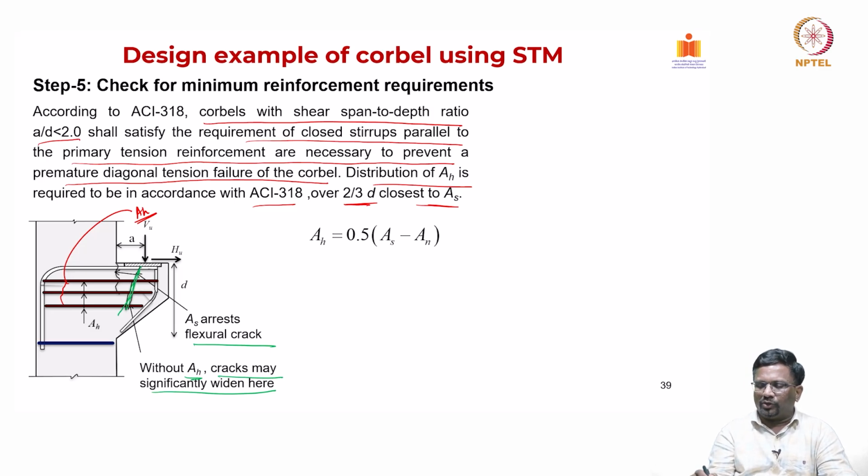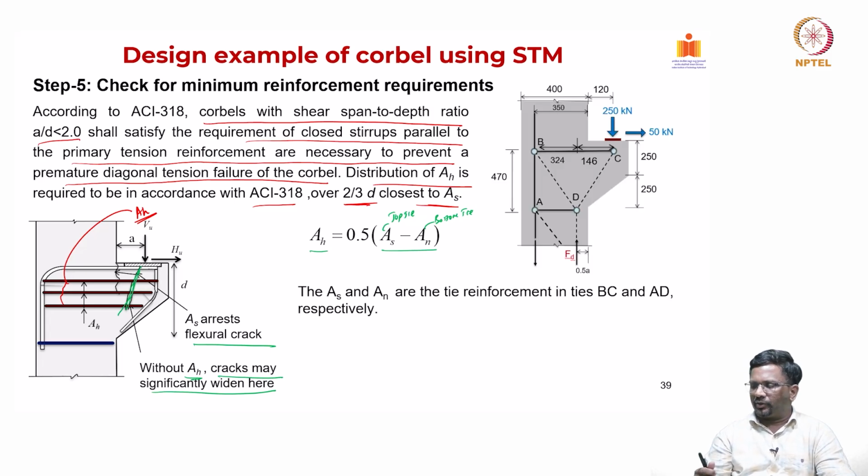So, the code wants you to provide this additional reinforcement as a function of half of As minus An. What is As and An? As is for the top tie and An is for the bottom tie. Whatever the difference is, you take half of that and distribute it over a distance of 2/3 of d. That is what the code is saying, 2/3 of your effective depth. So, let us look at it now.